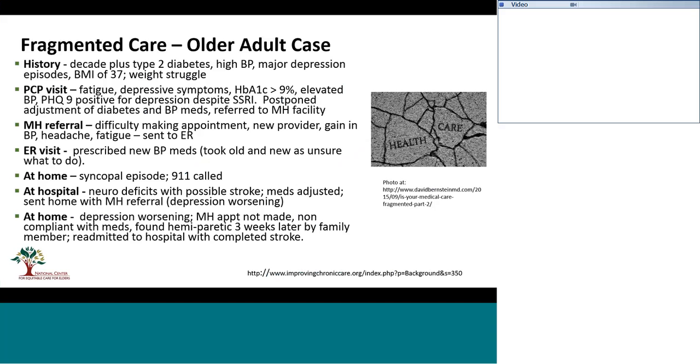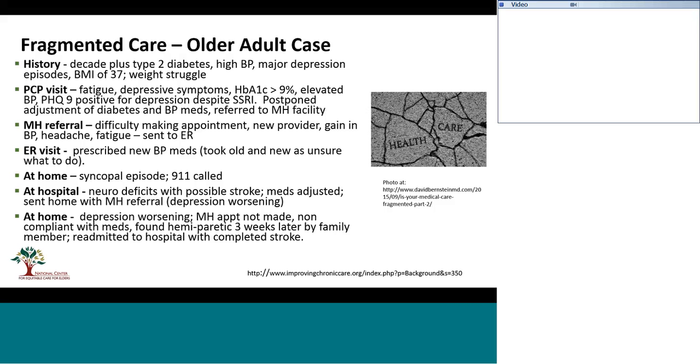So when we look at fragmented care, oftentimes it can be really helpful to illustrate a case. This is a case that appears on the improvingchroniccare.org site. And it's a 58-year-old grandmother with a 15-year history of type 2 diabetes complicated by elevated blood pressure and recurrent episodes of major depression. She has a BMI of 37 and has struggled with weight control since she was a young adult.